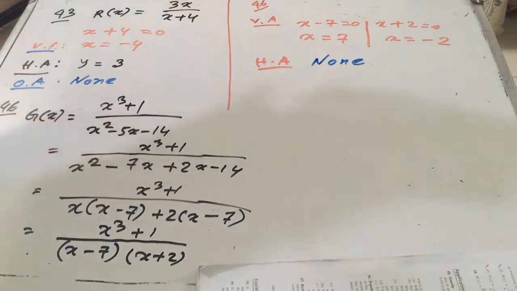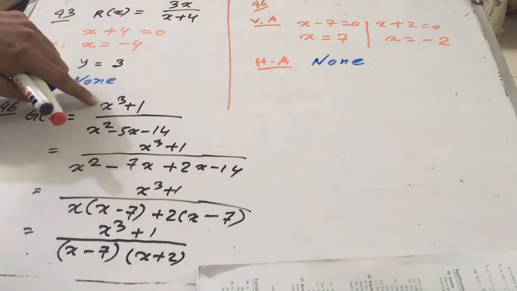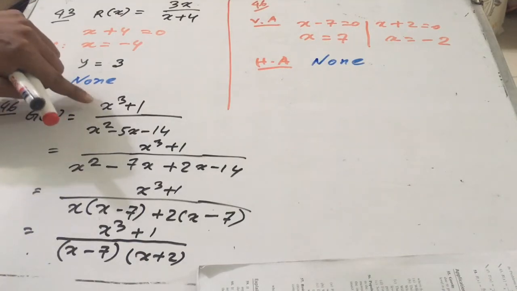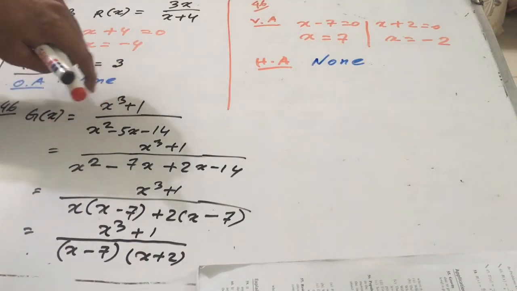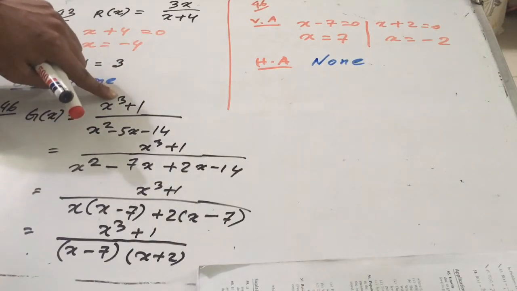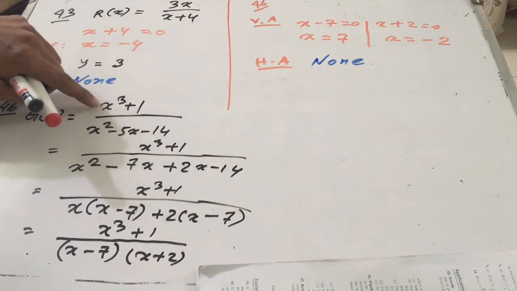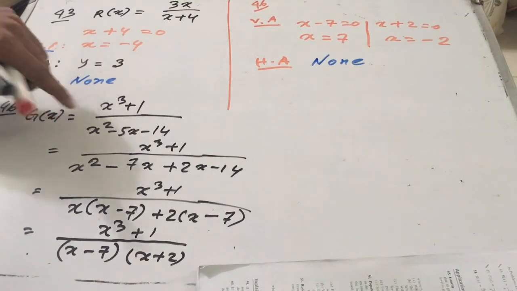This is called an improper fraction. Simply, this is an improper fraction. If the fraction is improper, then there will be no horizontal asymptote. Improper fraction means the power in the numerator is higher. Power means the exponent, this is the degree. If the degree in the numerator is more than the degree of the denominator, then this is an improper function.